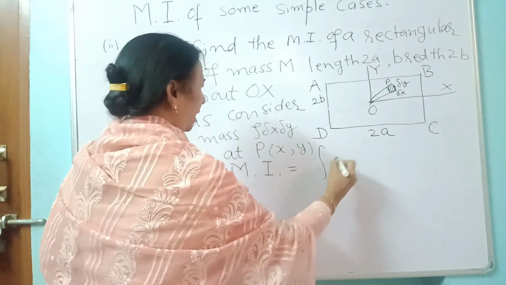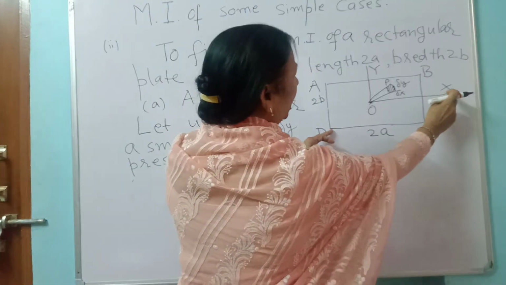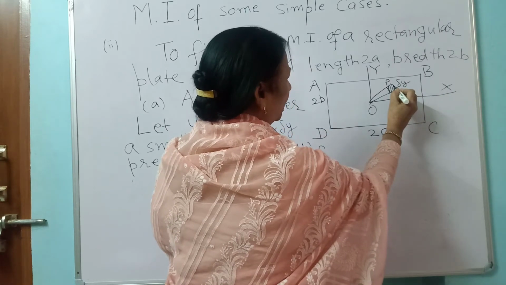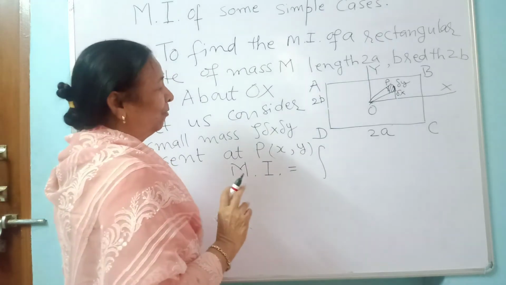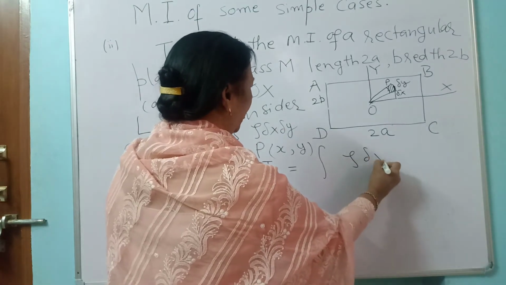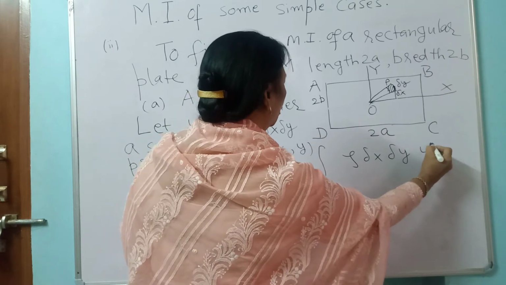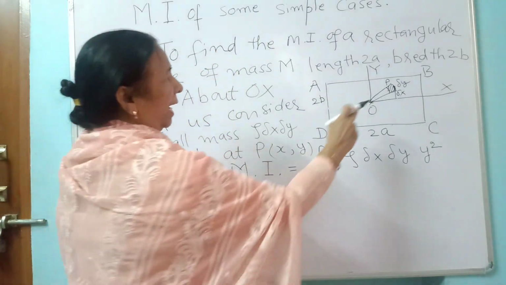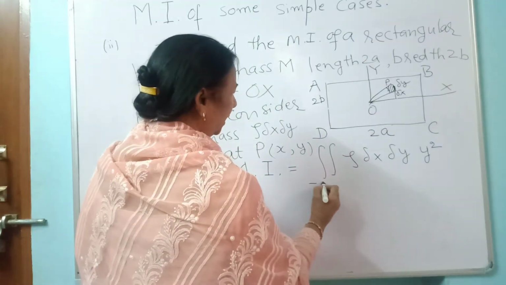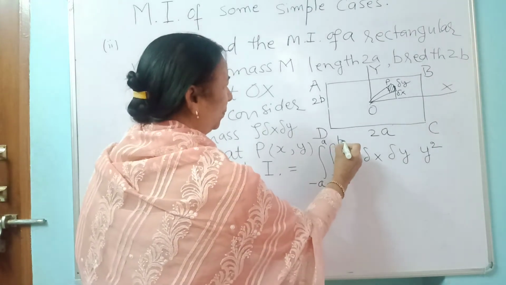Double integral about OX. We are considering about this line, so we have to measure the distance from this line. What is that? It will be y. So the moment of inertia will be rho delta x delta y, and then y square, and this is the integral for x and y. X varies from minus a to a, y varies from minus b to b.